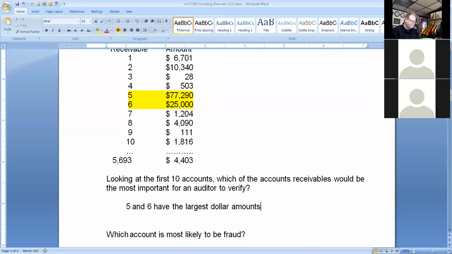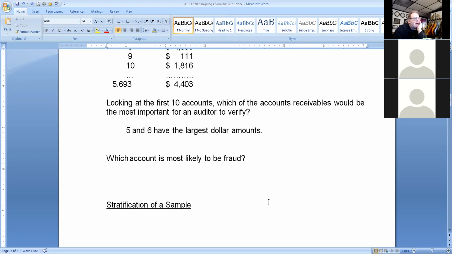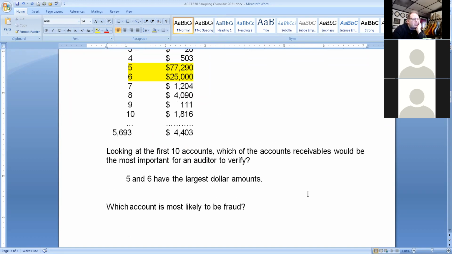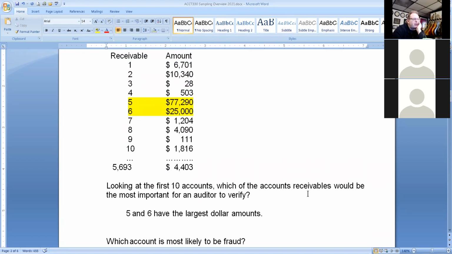You might want to look at those most closely. Which account is most likely to be a fraud? Number 9. Could be, because they're the exact same number, and it's just a repeat.